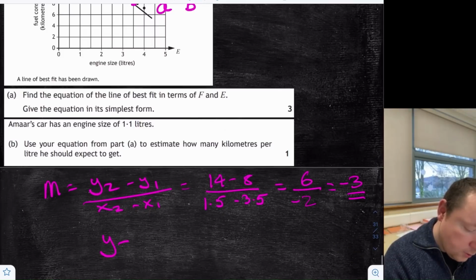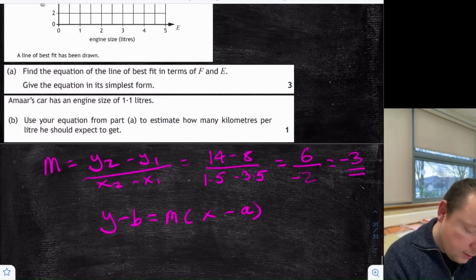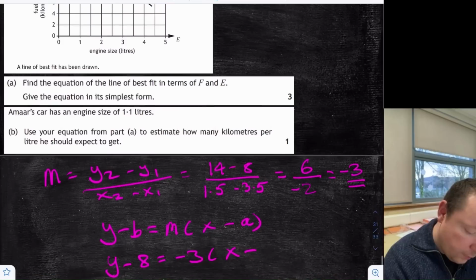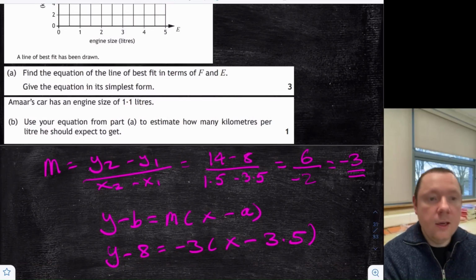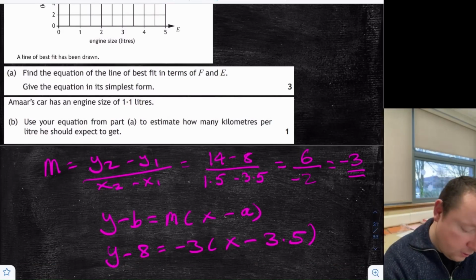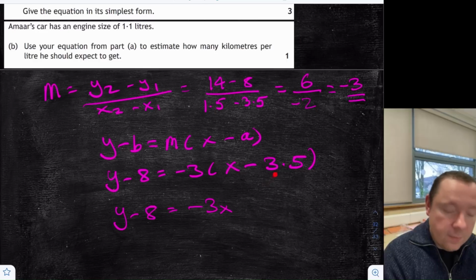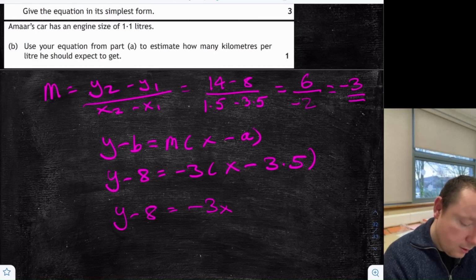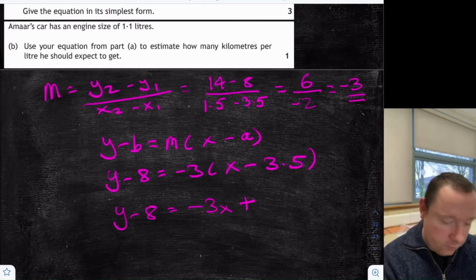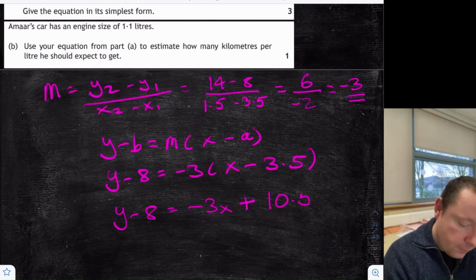So y minus b is m(x minus a). So we've got y minus 8 equals minus 3 times (x minus 3.5). Get a mark for getting that far, and then fixing it all up. y minus 8 equals minus 3x. Minus times a minus is a plus. 3 times 3.5 is 10.5. And then that means y equals minus 3x plus 18.5.